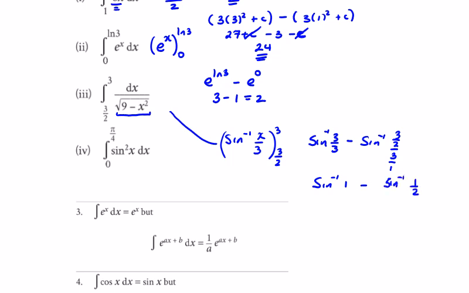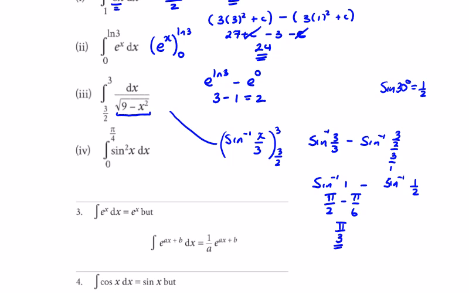Now in terms of pi, the sine of 90 is equal to 1, pi over 2, and the sine of 30 is equal to a half. So that's pi over 6. So that's how we can simplify this. Pi over 2 minus pi over 3. 90 minus 30 is 60, or pi over 3.